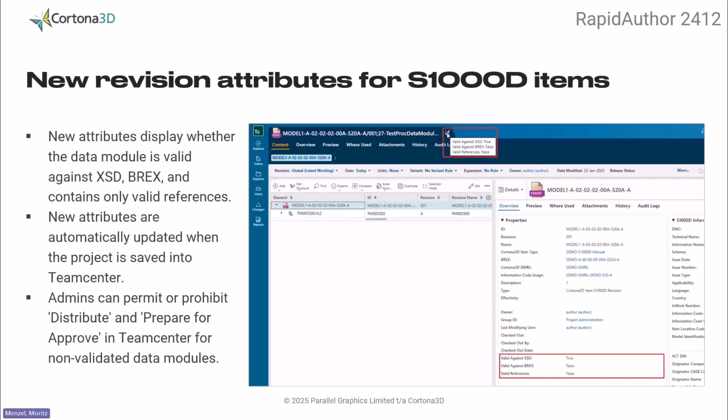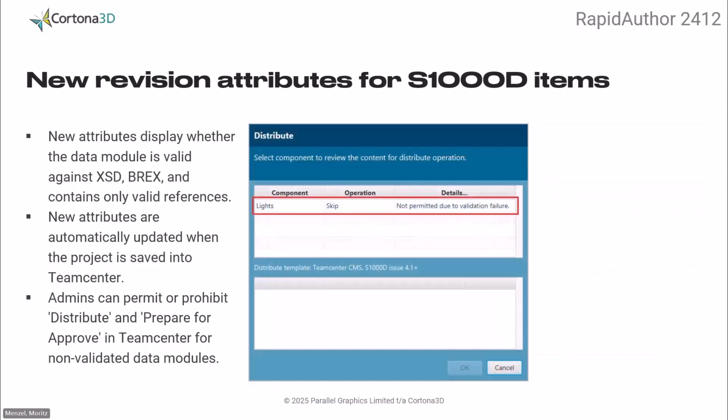Let's start with an S1000D feature. New attributes display whether the data module is valid against XSD, Brex, and contains only valid references. New attributes are automatically updated when the project is saved to Teamcenter. And administrators can permit or prohibit distribute and prepare for approve in Teamcenter for non-validated data modules.